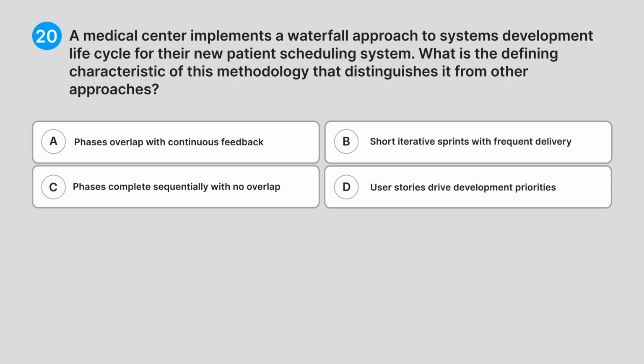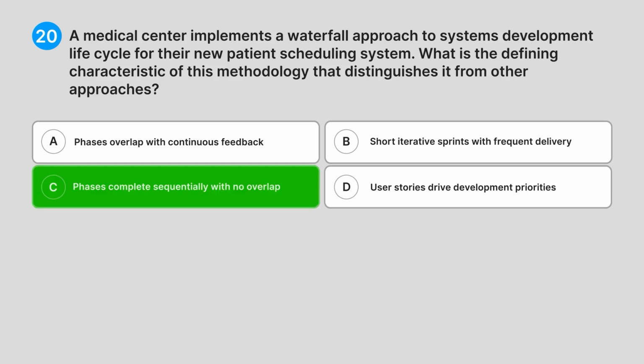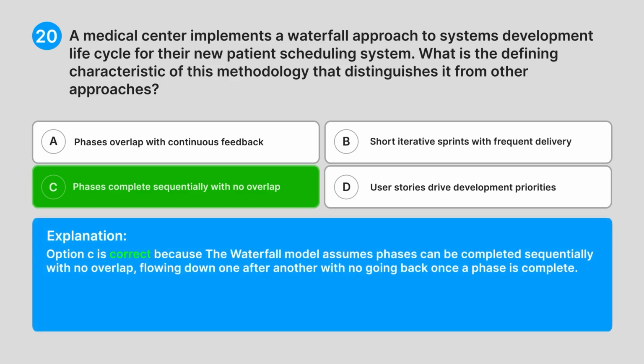Correct answer, C. Phases complete sequentially with no overlap. Explanation: option C is correct because the waterfall model assumes phases can be completed sequentially with no overlap, flowing down one after another with no going back once a phase is complete.